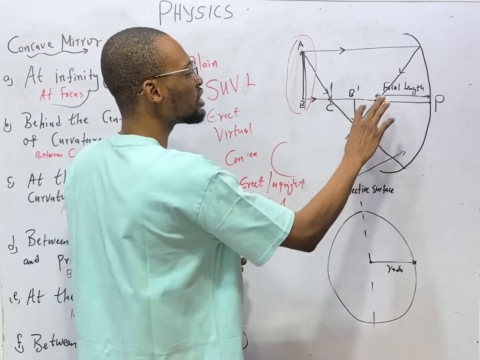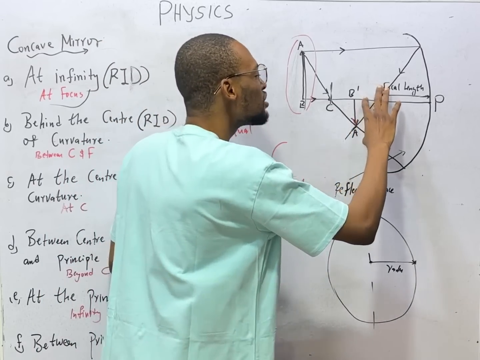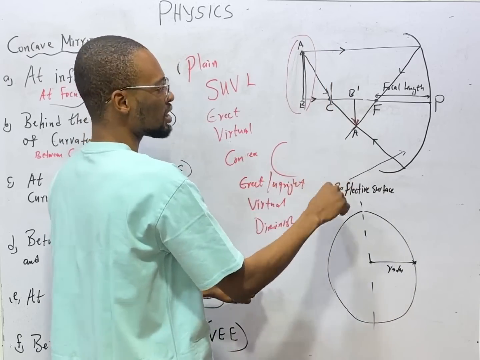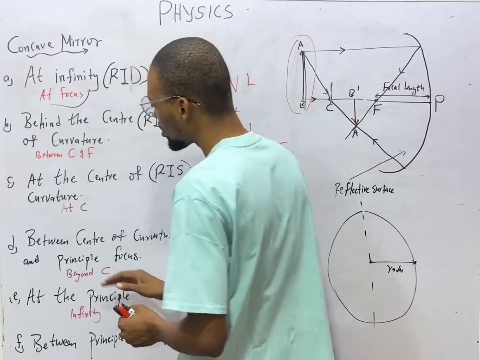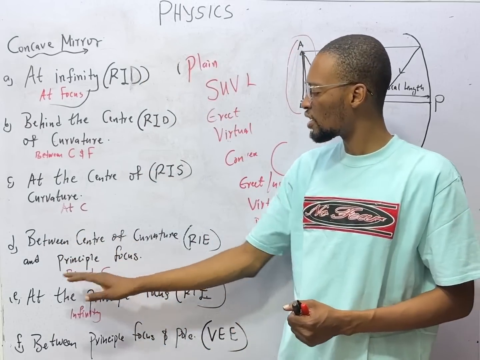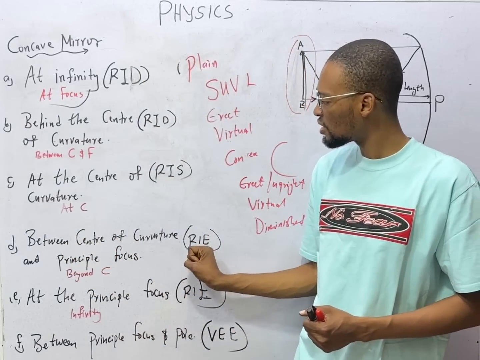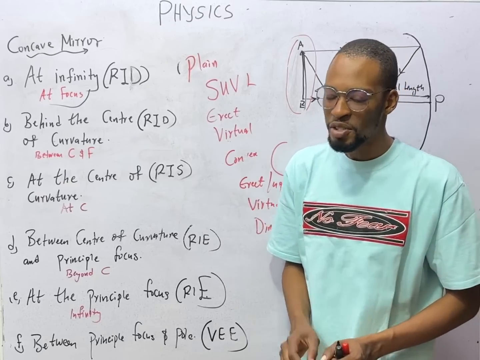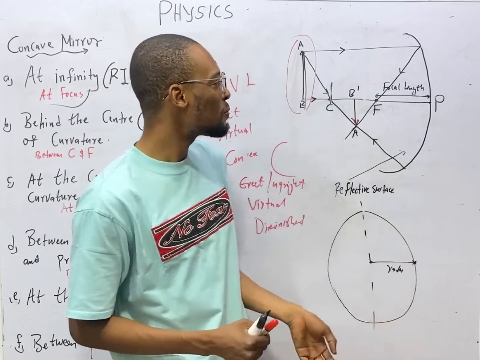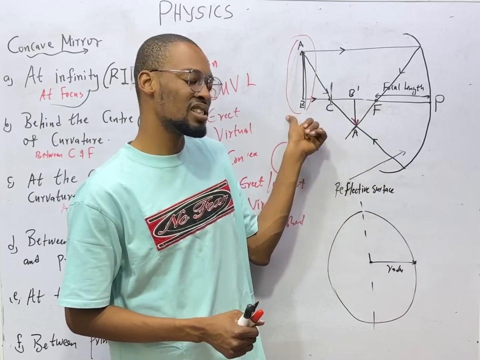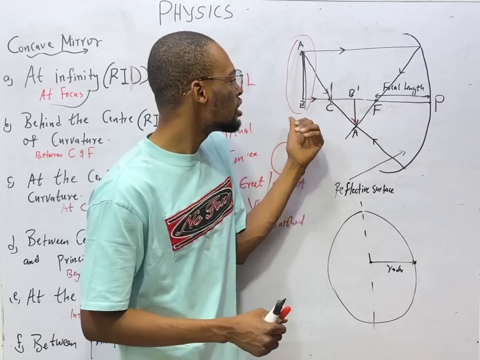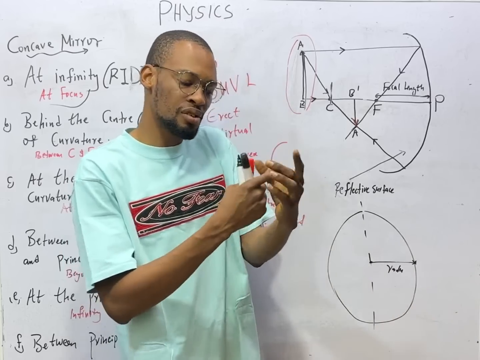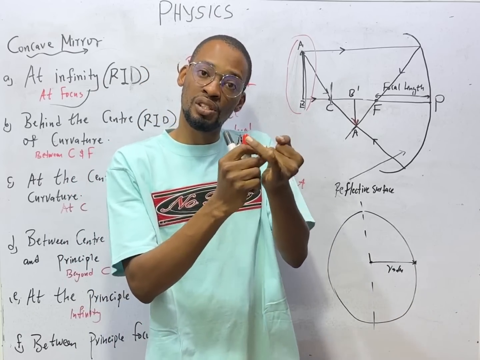If you now choose to place the object here, the image will now in turn be formed here, which is like vice versa. So what are the properties of the image? When the object is between the center of curvature and the focus, the image is real, it is inverted, but in this case, it is enlarged. So sweet and interesting. When you place an object behind C or behind the center of curvature, the image is formed between the center of curvature and the focus. And the property of that particular image is real, inverted, and diminished, which is smaller.